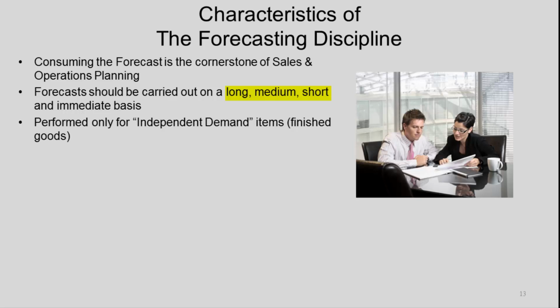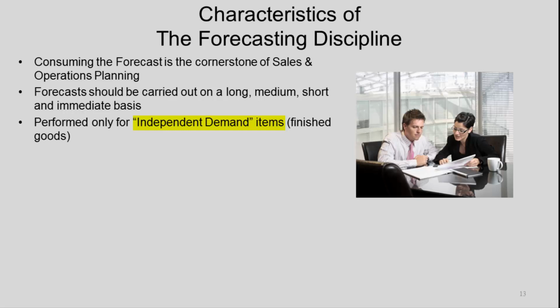Forecasts, second bullet point, should be carried out on a long, medium, short, and immediate basis. Long might be a year, medium, 6 months, short for a quarter. And also performed, last bullet point, and this is where we start to bring additional meaning to our recently introduced terminology, forecasts should be performed only for independent demand items, meaning finished goods.